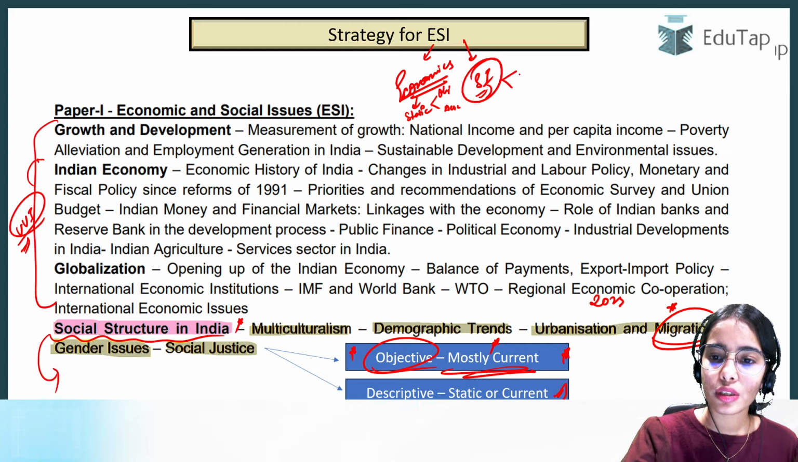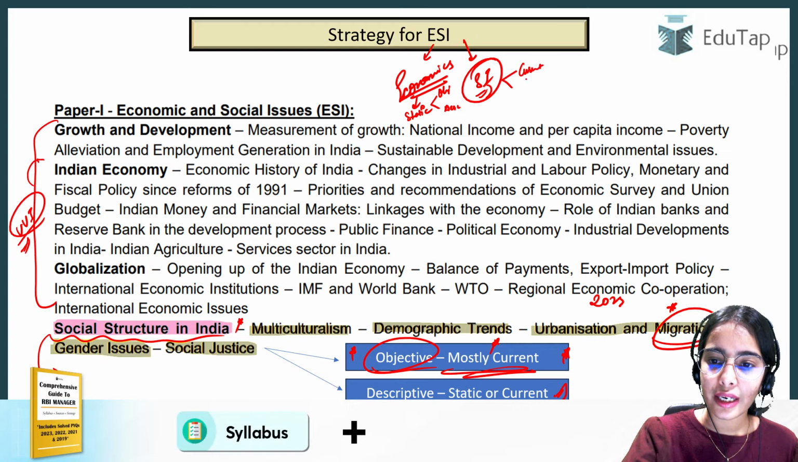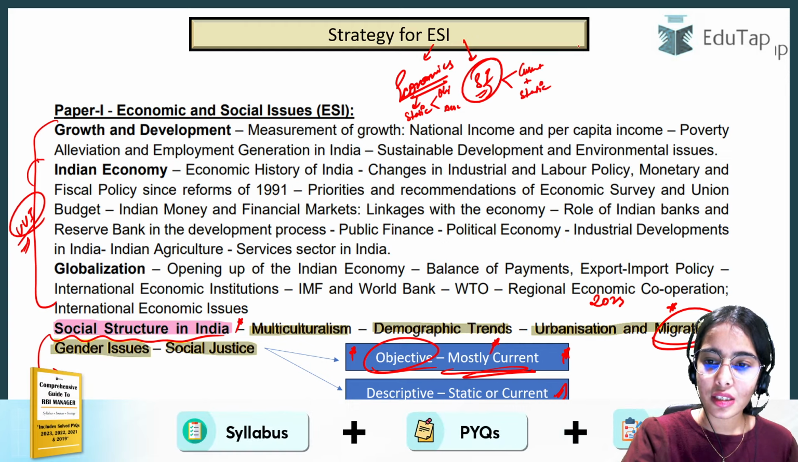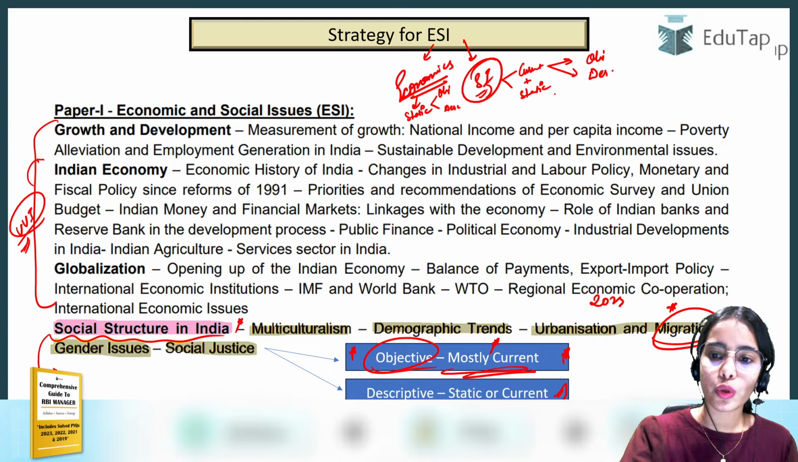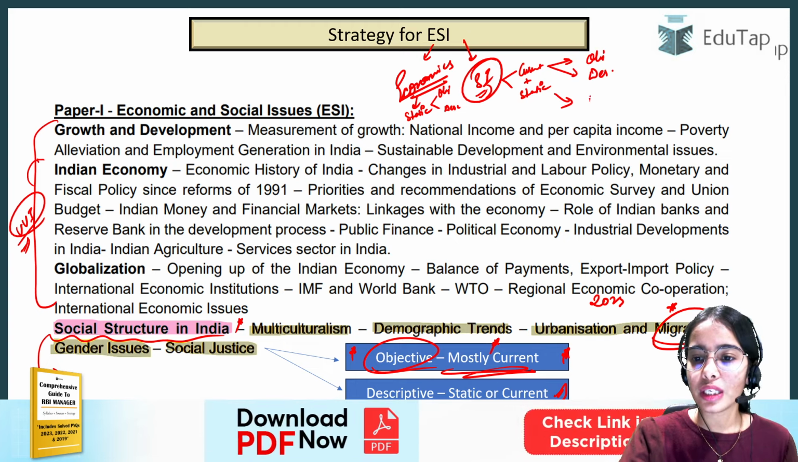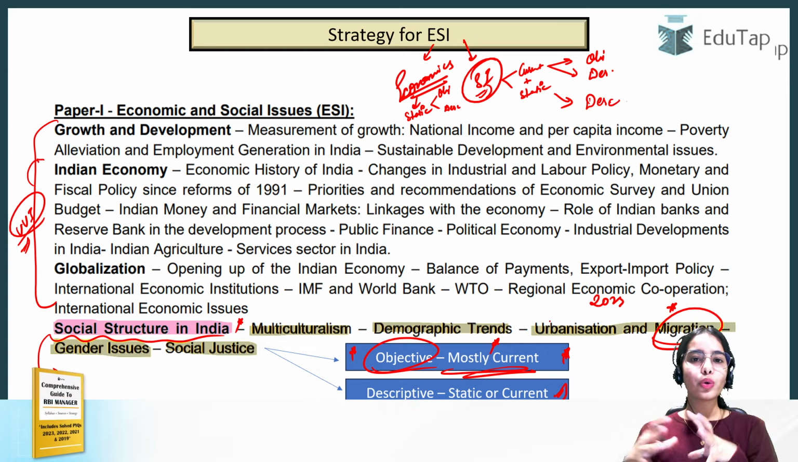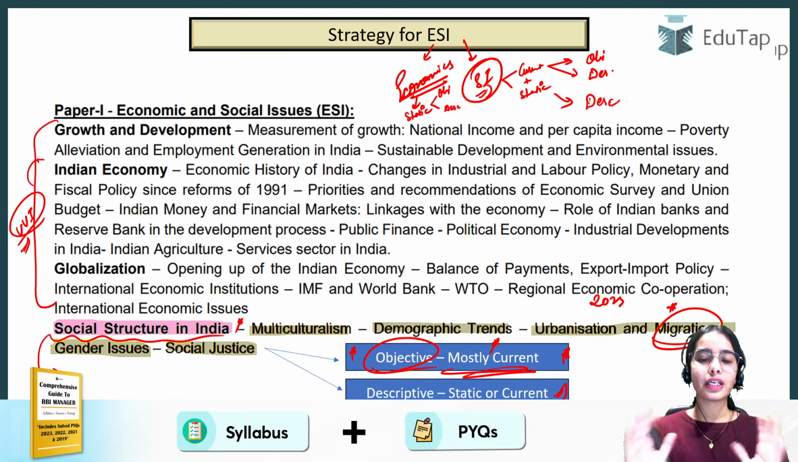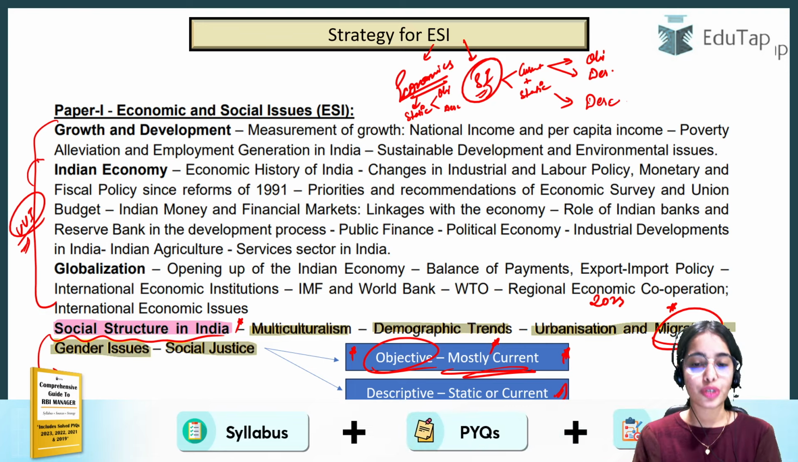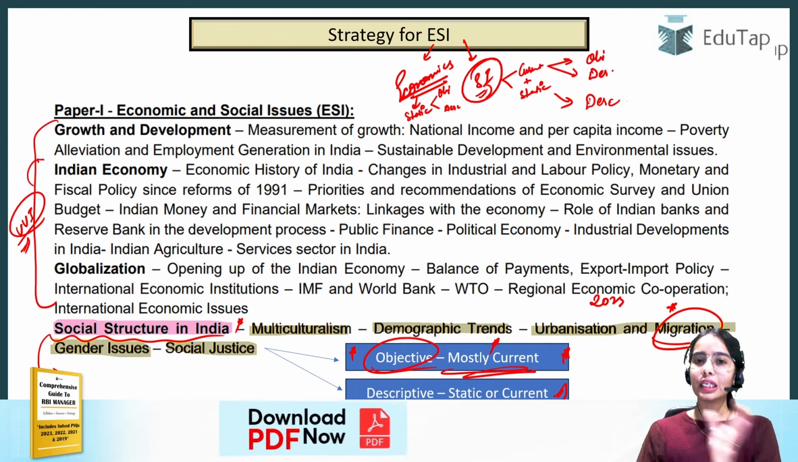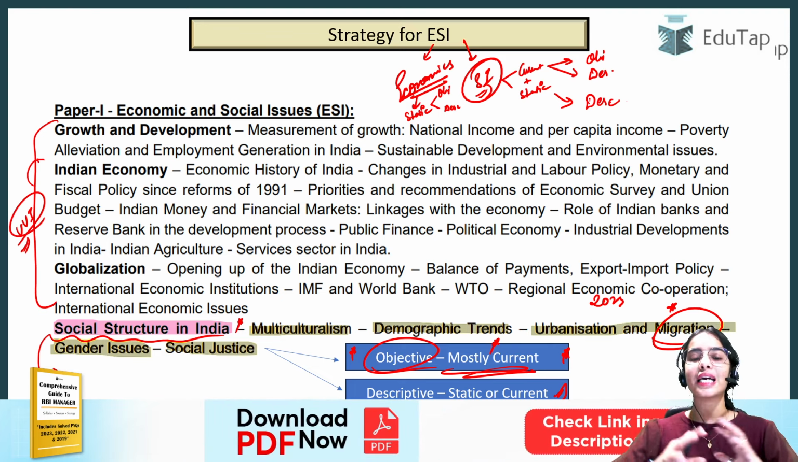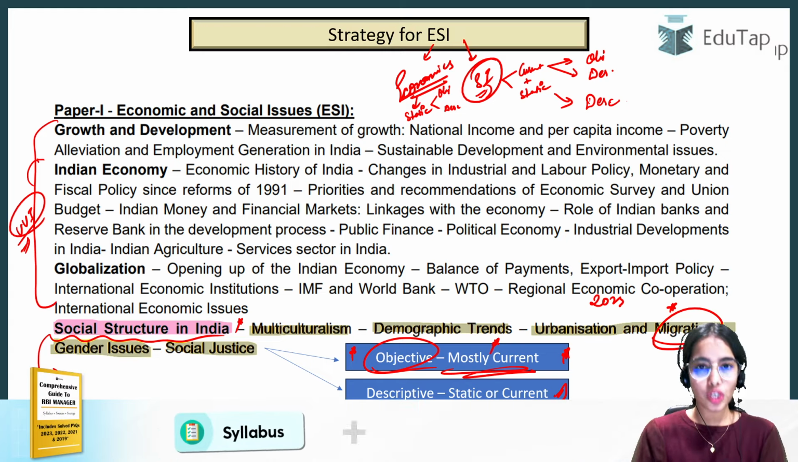Social issues are current based plus static based. From the current, the objective questions and descriptive questions are coming. From the static, mostly the descriptive questions can come. Now if you want to know about the strategy, I have given you the broader strategy for economics and social issues. If you want the strategy particularly for current affairs, you can see Gurkirat sir's video, in which he has beautifully explained how to approach the current affairs.